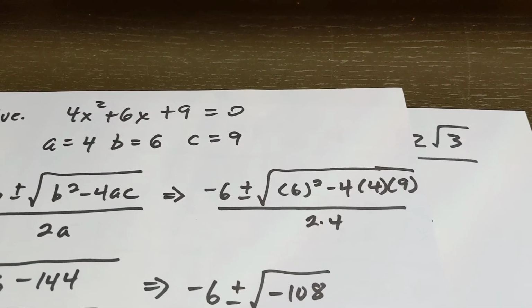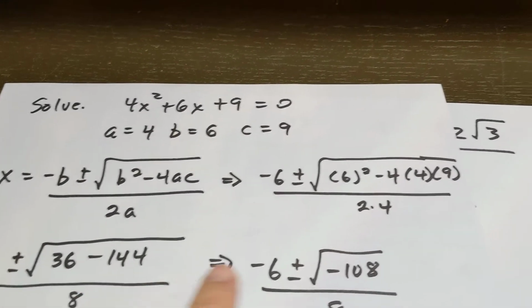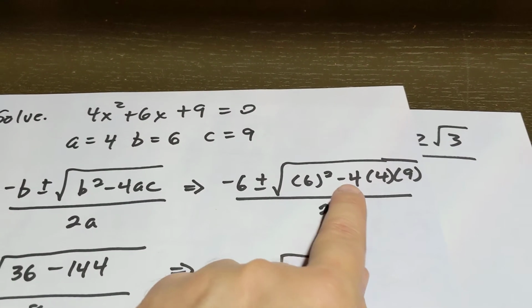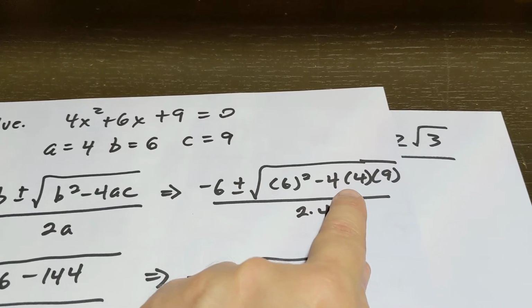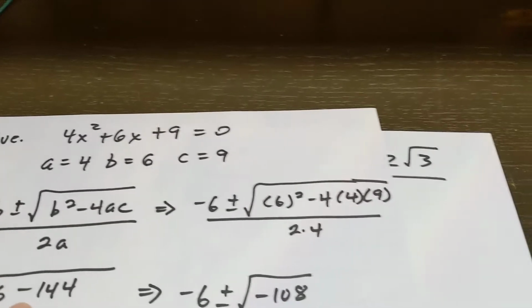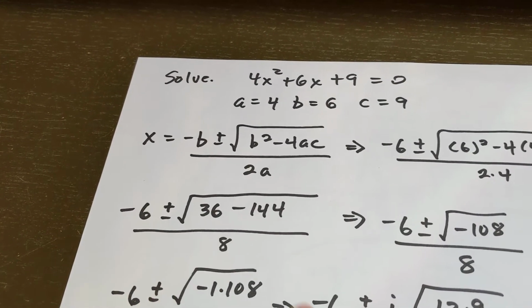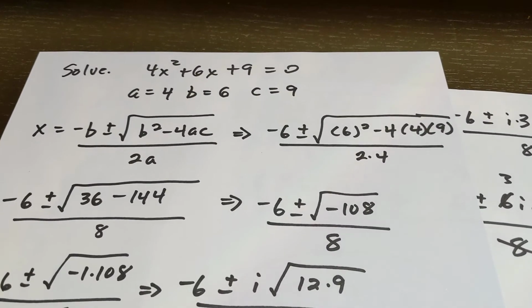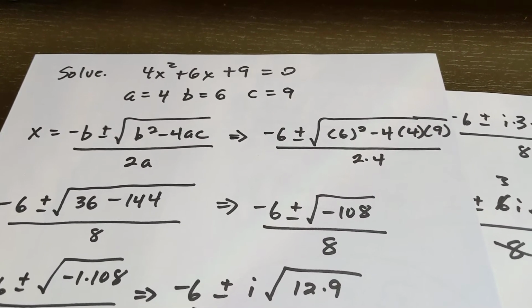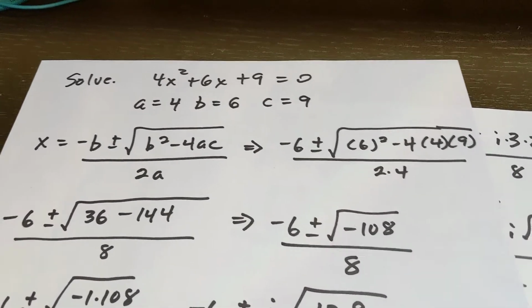Now I should do the math. So 6 squared is 36. And here's the way I like to do this. Negative 4 times 4 is negative 16, and negative 16 times 9 is negative 144. So that becomes this. And then you do the subtraction. 36 minus 144 is negative 108. So I need to break that down. I mean, that's basically the answer, but I need to simplify this.